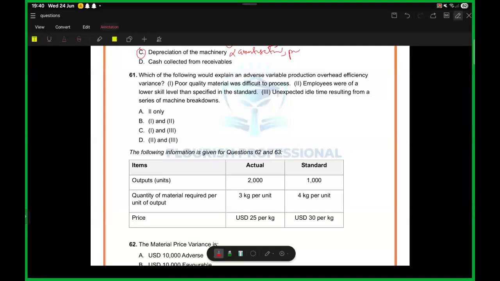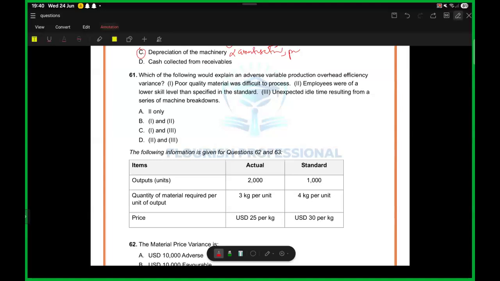Which of the following would explain an adverse variable production overhead efficiency variance? I. Poor quality material was difficult to process. II. Employees were of a lower skill level than specified in the standard. III. Unexpected idle time resulting from a series of machine breakdowns. A. II only. B. I and II. C. I and III. D. II and III. So guys, what's the answer?